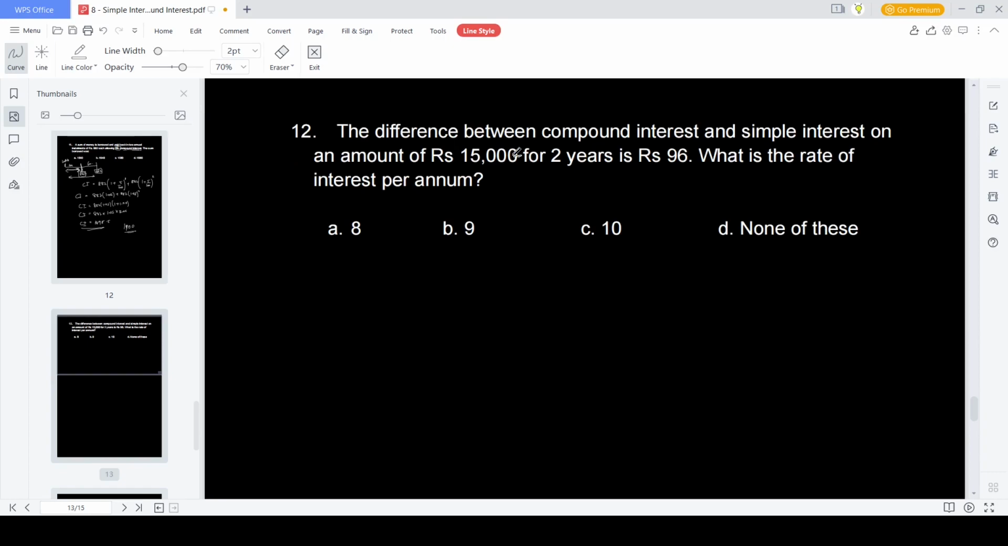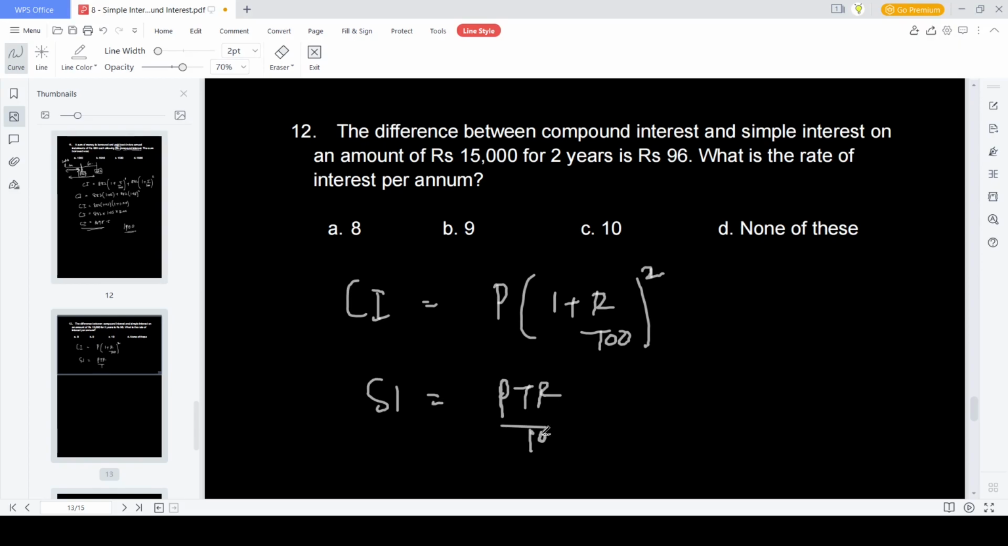Next question. The difference between compound interest and simple interest on an amount of 15,000 for 2 years is 96. What is the rate of interest per annum? Compound interest can be written as P into (1 plus rate by 100) to the power 2, because it's 2 years. And simple interest can be written as PTR by 100 plus principal, right?